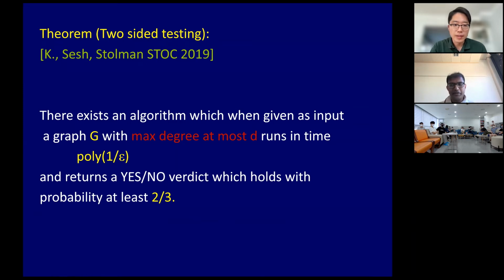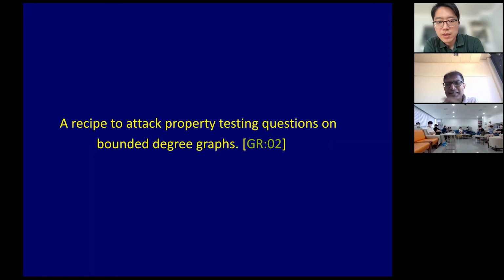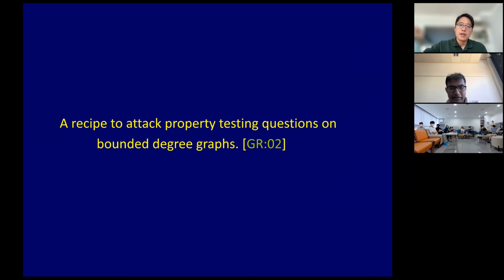Okay, good. So these are the two theorems that I'd like to tell you about, and now I want to give you a generic recipe to attack such property testing questions on bounded degree graphs. In my opinion, this recipe, which was formulated by Goldreich and Ron, is much more important than any of our results. So let me tell you what this recipe is. There is this entire recipe that allows you to attack property testing questions, and I think that this is cool.